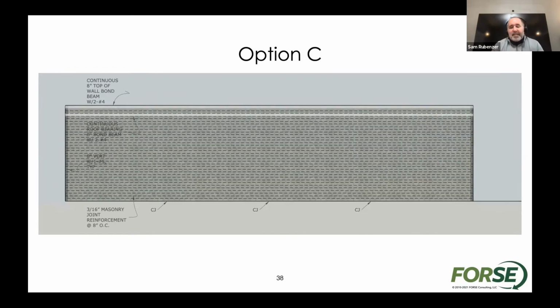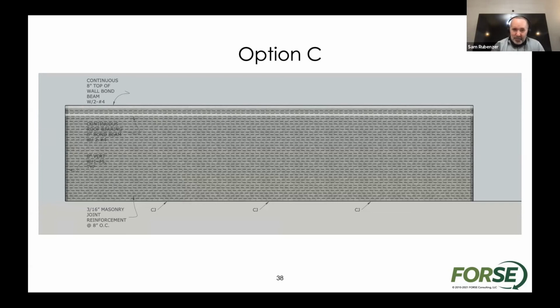Option C, this is again one that we're just kind of exploring, what would work. We take the control joints out of this wall, and then we add the amount of horizontal joint reinforcement that we would need to prevent any of those cracks from occurring. And that's really that 3/16-inch wire every 8 inches on center.